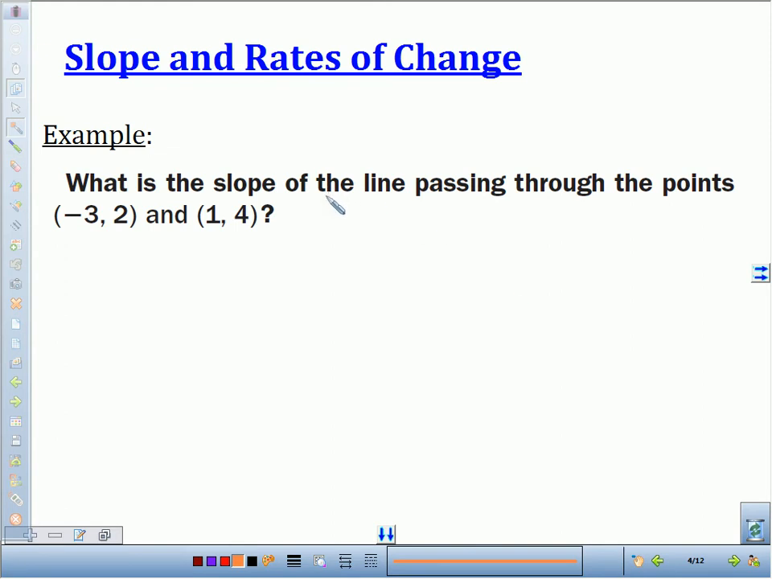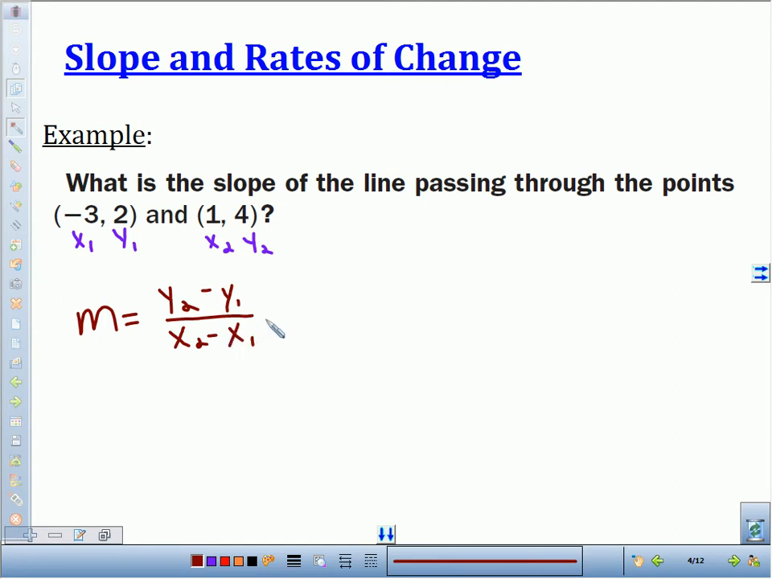Let's try it with different points. These points are (-3, 2) and (1, 4). Again, the first thing I want to do is define, okay, this point is x1, y1, this point is x2, y2. So I will call (-3, 2) x1 and y1. I will call (1, 4) x2 and y2. My formula tells me that m equals y2 minus y1 over x2 minus x1.